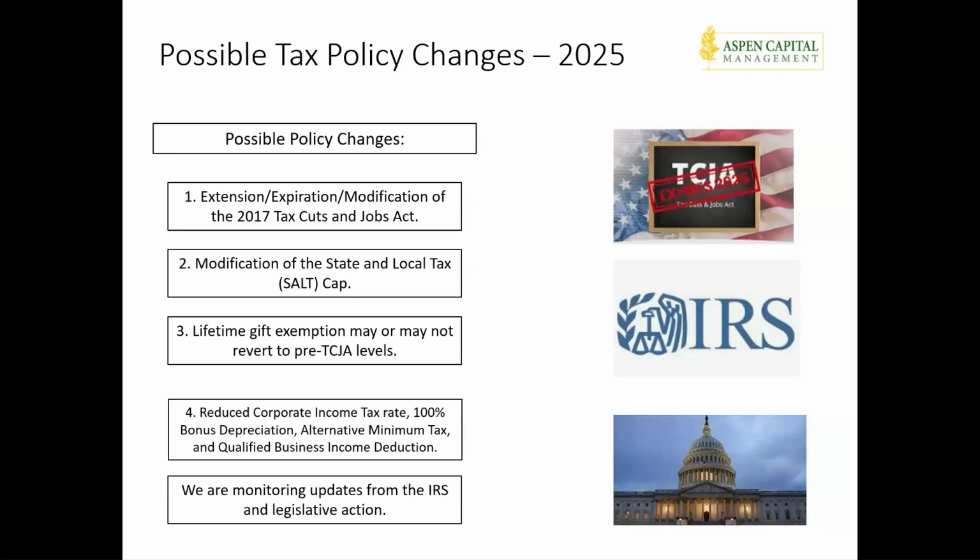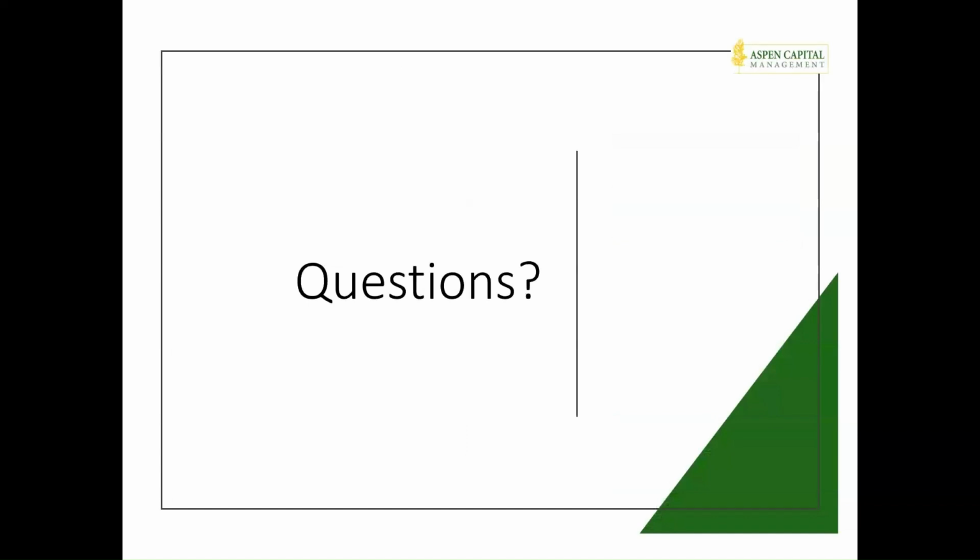Livia, it looks like we just had one more question come through, and it looks like it's a clarifying question, which is, do changes to the Tax Cuts and Jobs Act affect 2025 taxes? No, so the tax code as written will sunset on December 31st of 2025. And then if it expires entirely or gets modified, that will impact 2026 taxes and potentially beyond.